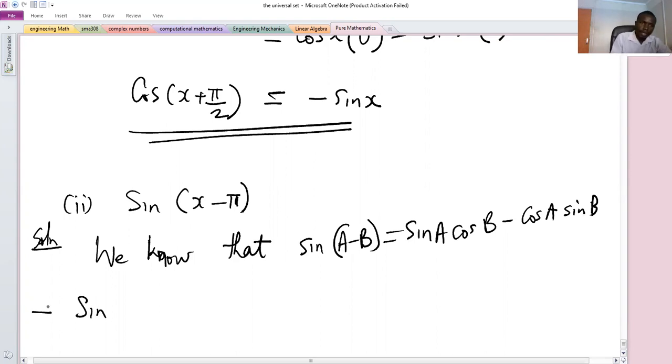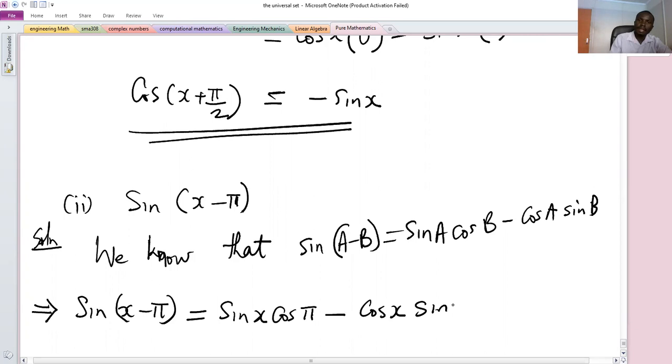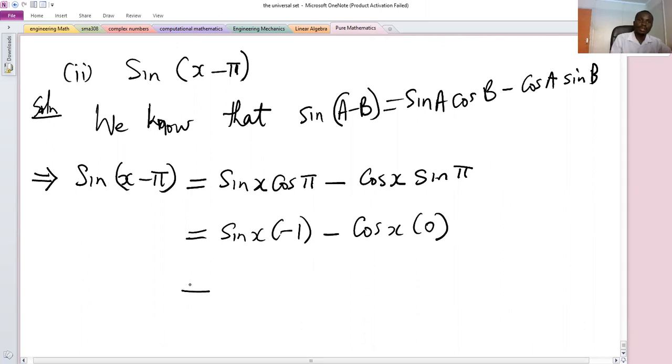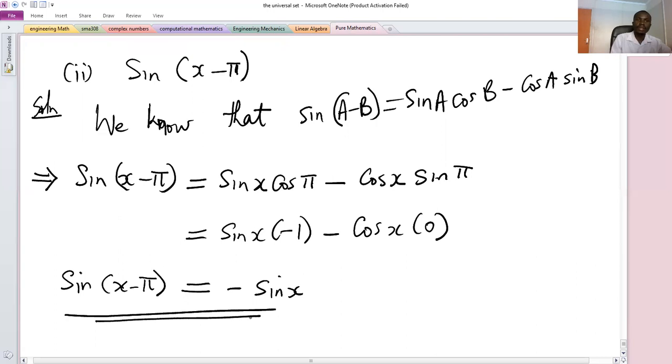So sine x minus pi will be sine x cos pi minus cos x and then sine pi. So the thing is that let's get cosine of 180 degrees is -1. So this is the same as sine of x times -1 minus sine of 180 degrees of pi is 0, cos x times 0. So this will just give us 0. So this reduces to negative sine x. So therefore, sine x minus pi is the same as negative sine of x.